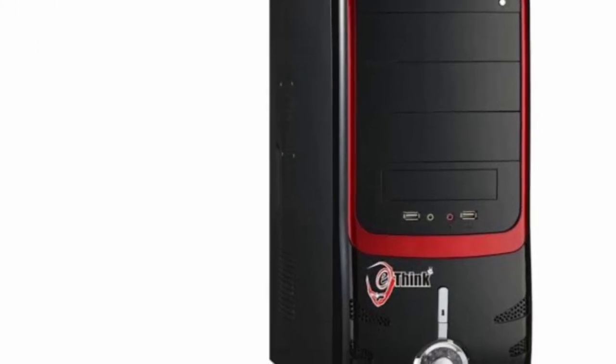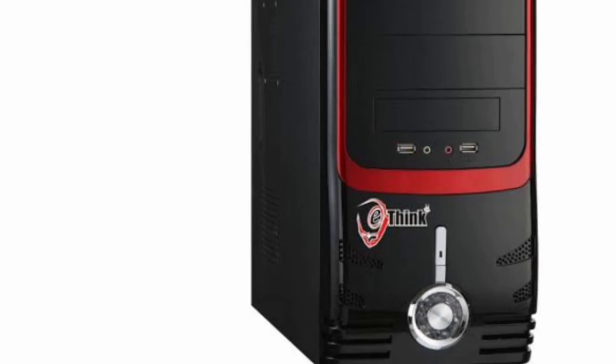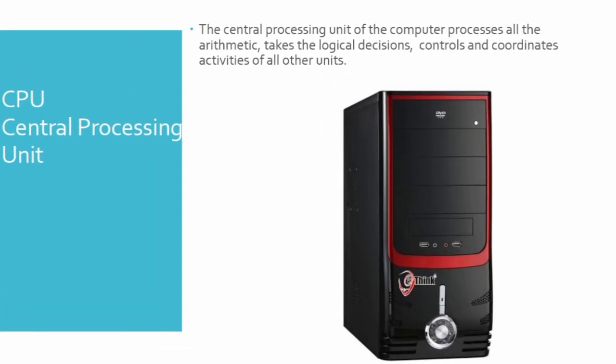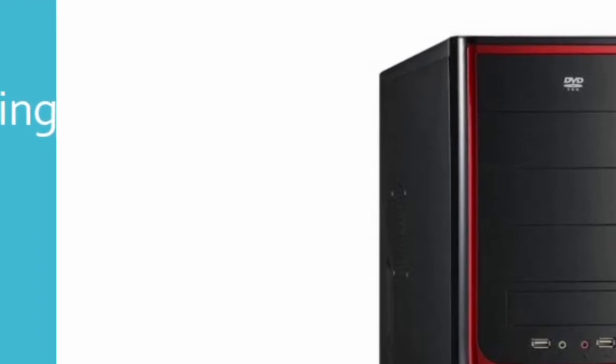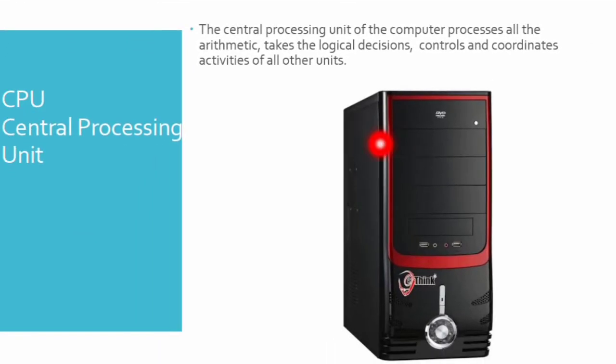And in this you can see here, these are the pen drive slots. So this comes in the all other units part. When you plug in any pen drive here or auxiliary cable, then what will happen? The message will be displayed on the screen. So this is what it controls and coordinates activities of all other units. Or if you put a DVD here, then the CD will be displayed on your screen in your local drive. So this is what it controls and coordinates the activities of all other units. So what are all other units? We will study about them.